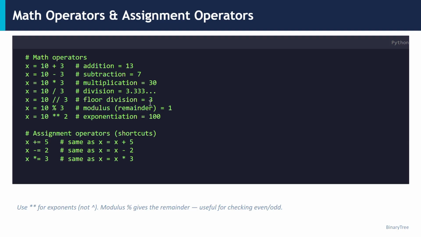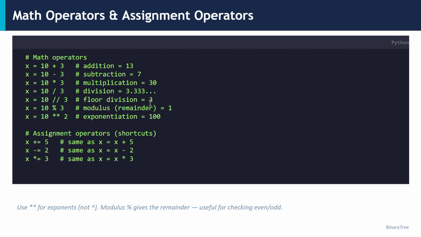There are also shortcuts called assignment operators. x += 5, which just means x = x + 5. Small tools, but you'll use them consistently, and they can make your code a lot easier to read and a lot more efficient to write.